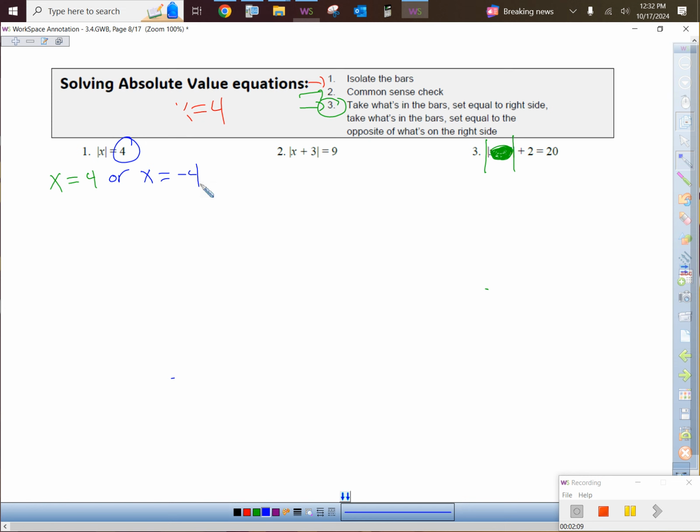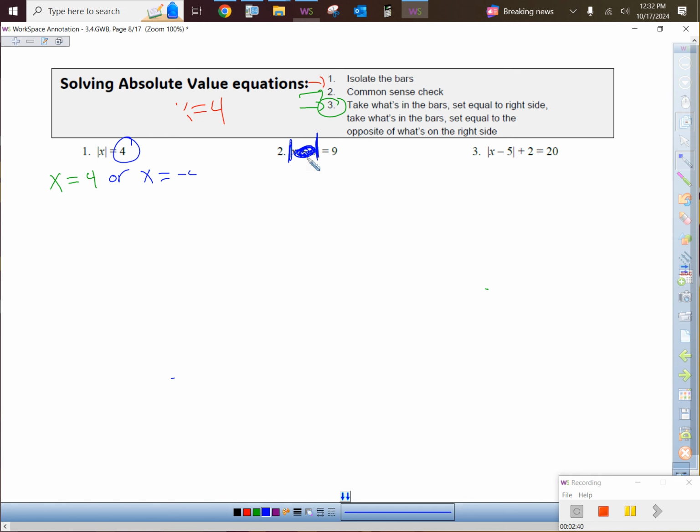So it's going to take a little getting used to here, but as we go through it, I'll bet we'll get more comfortable. So here we go. I'm going to talk you through the whole thing. Step 1 is isolate the bars. My question is, are the bars all by themselves on one side of the equal sign? You can't see what's in there. Don't look in the bars. Are the bars by themselves? Yes.